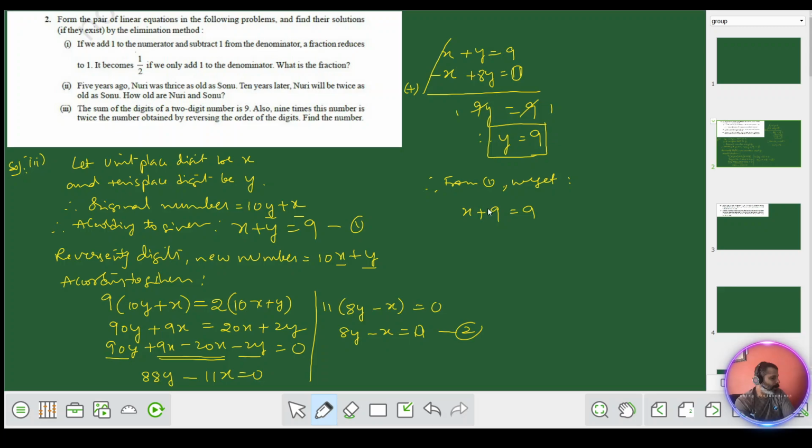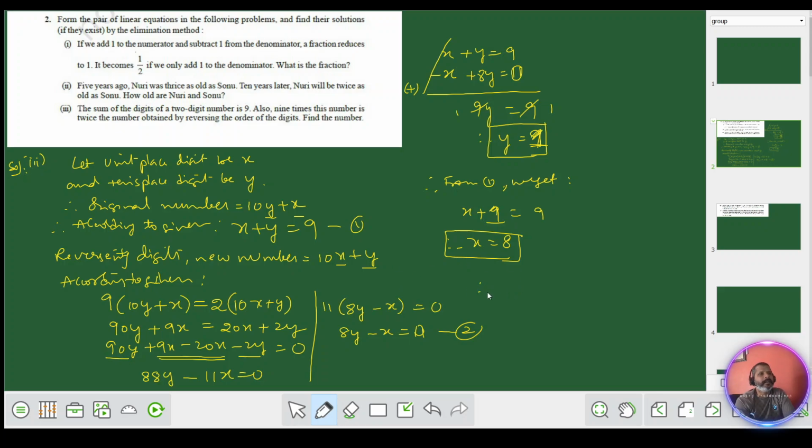Y we got 1, right? 9, right? Oh, sorry. Again, I made a mistake. x plus y is 1 equal to 9, first equation. Y is equal to 1, sorry, my mistake. Therefore, x equal to 9 minus 1 is 8. So, the two digits we got are 8 and 1.